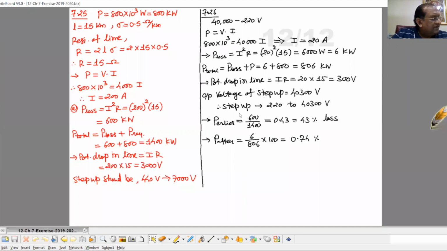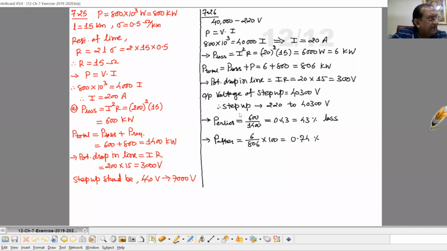7.25. A small town with a demand of 800 kilowatt of electric power at 220 volt is situated 15 kilometers away from an electric plant generating power at 440 volt. The resistance of the two-wire line carrying power is 0.5 ohm per kilometer. The town gets power from the line through a 4000-220 volt step down transformer at a substation in the town.